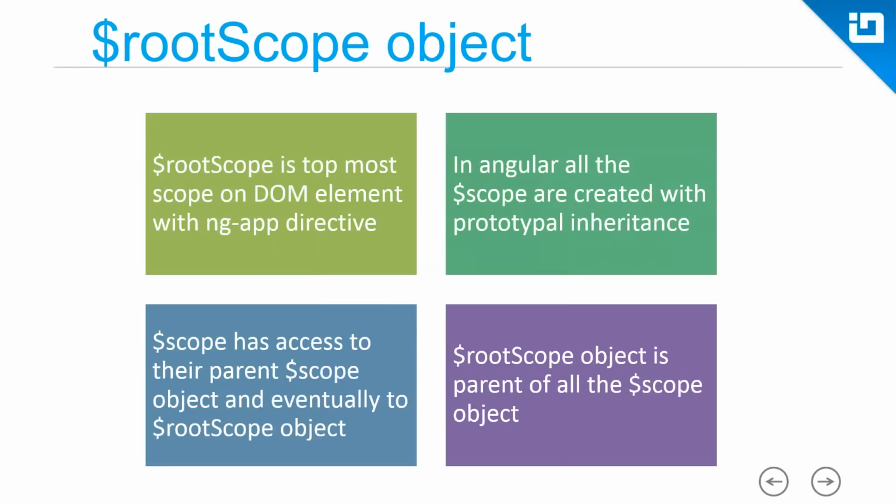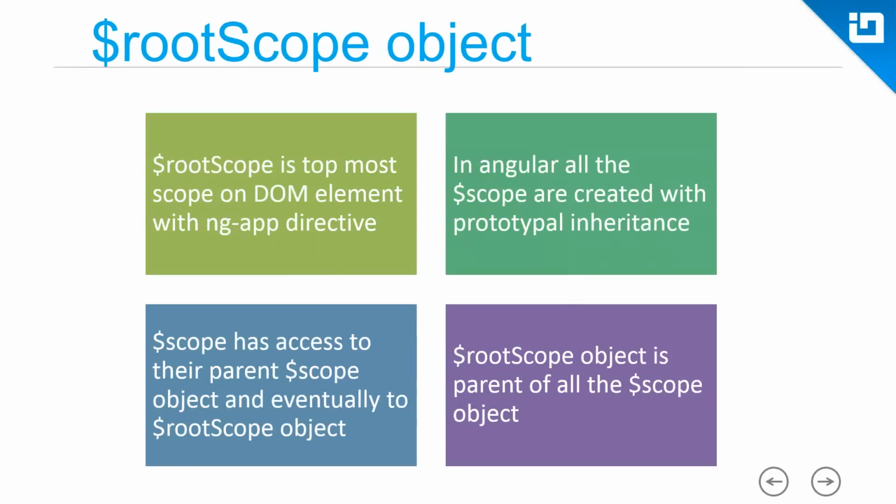Next, the rootScope object. The rootScope is the topmost scope on the DOM element with the ng-app directive, and we saw in the previous demo that we always have a rootScope. In Angular, all scopes are created with prototypal inheritance. What it means is that all the scope objects we create will have access to rootScope.